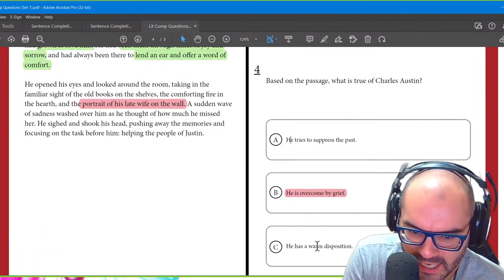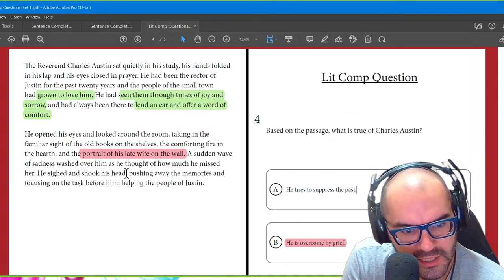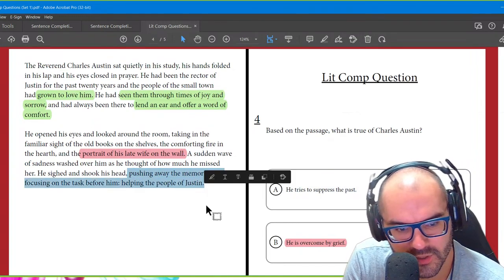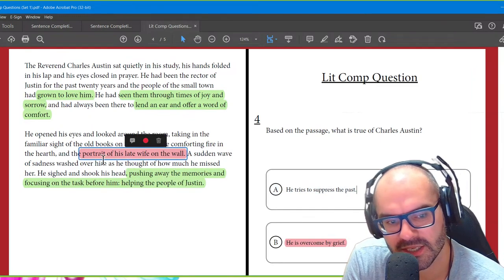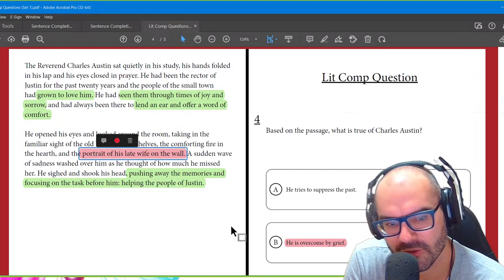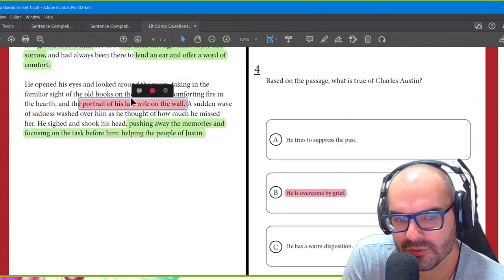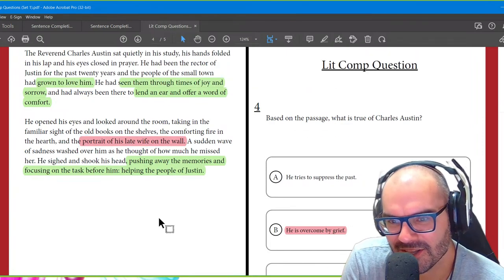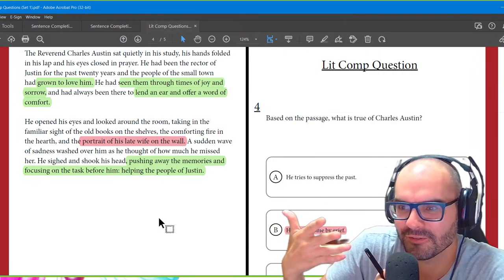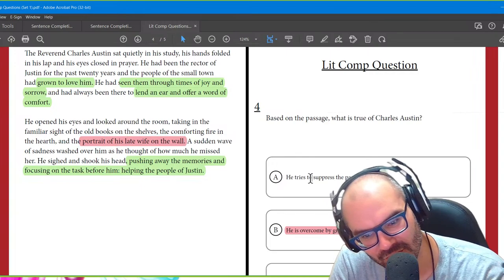And so I was looking between A and C, because on one hand he's pushing away the memories, right, and focusing on helping these people, and that could support this. But then I also look at this, and he has a portrait of his wife on the wall. If you're trying to suppress the past, you probably don't do that. You wouldn't have that picture up, because you would see it all the time and it would remind you of something bad that happened in the past. So that made me think no.